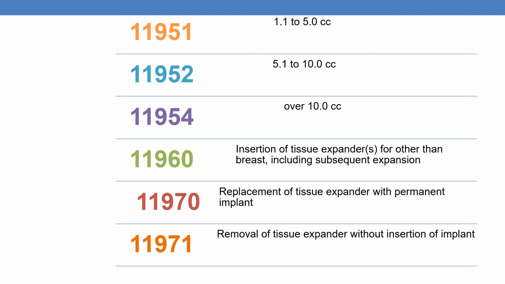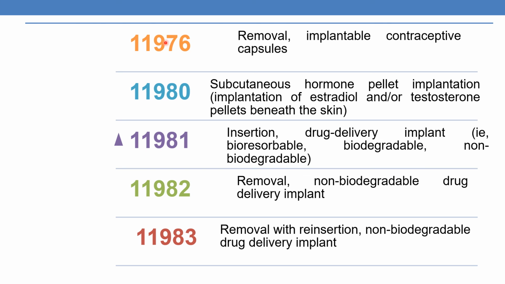The next CPT is 11960, insertion of tissue expander for other than breast, including subsequent expansion. The next is 11970, replacement of tissue expander with permanent implant. The next is 11971, removal of tissue expander without insertion of implant. The next CPT is 11976, removal of implantable contraceptive capsules. The next is 11980, subcutaneous hormone pellet implantation.